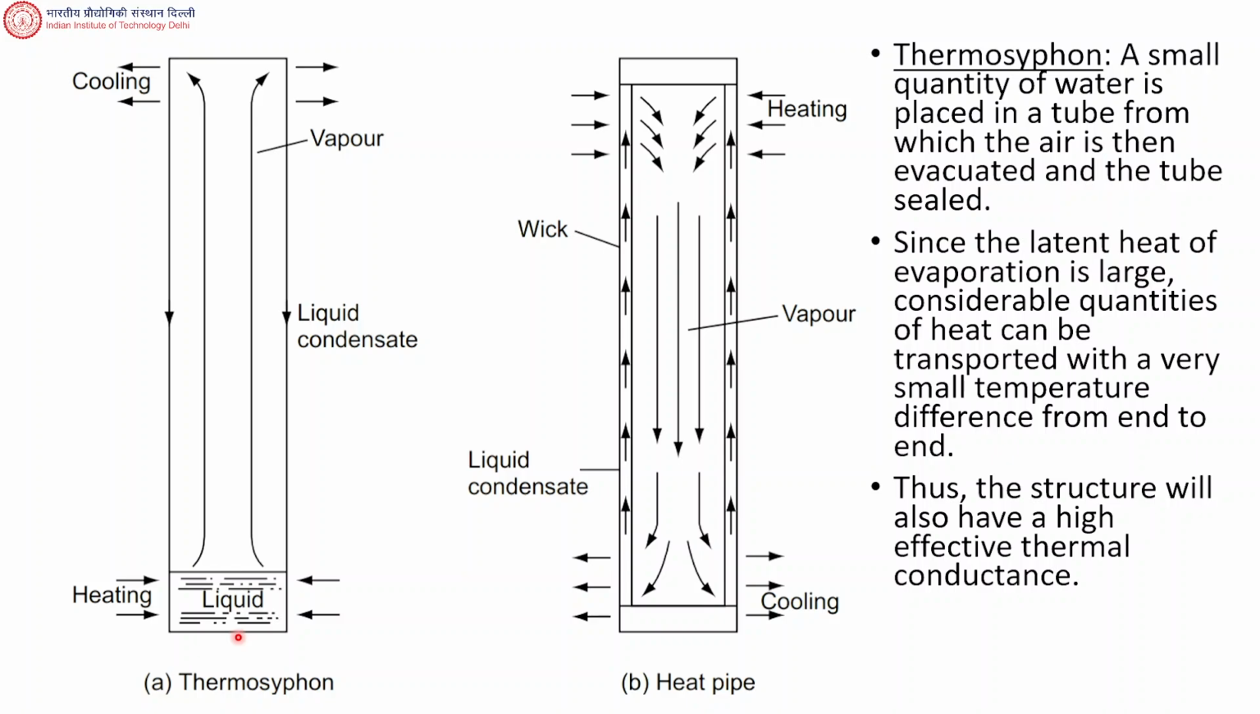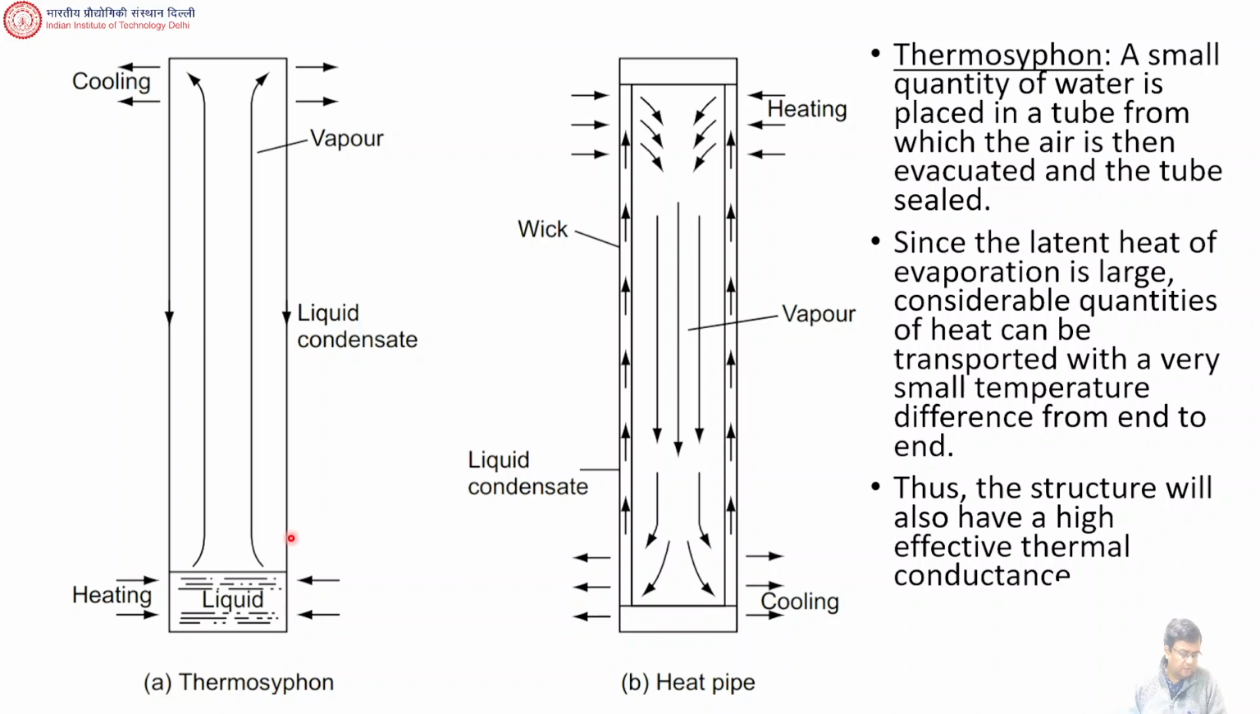Okay. And here you can, if you heat this, then some vapor can go up and then the liquid condensate can come down. Why will the liquid condensate come down? Obviously because of gravity, isn't it? And then it comes down, then it gets evaporated again, then it comes down. So you can have this sort of a system.